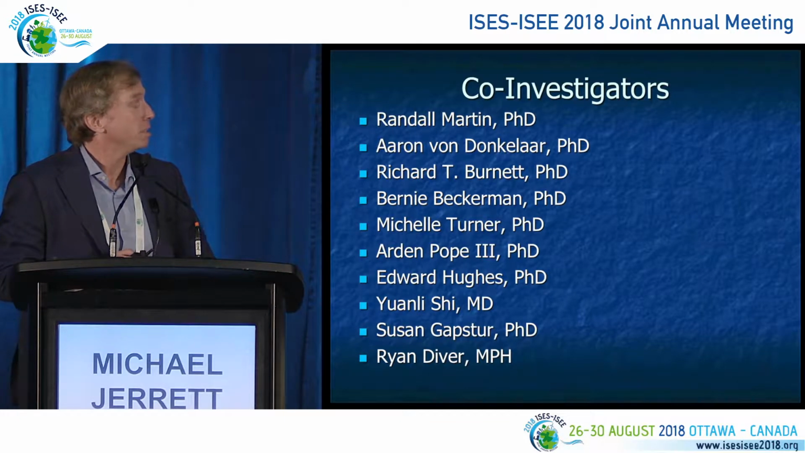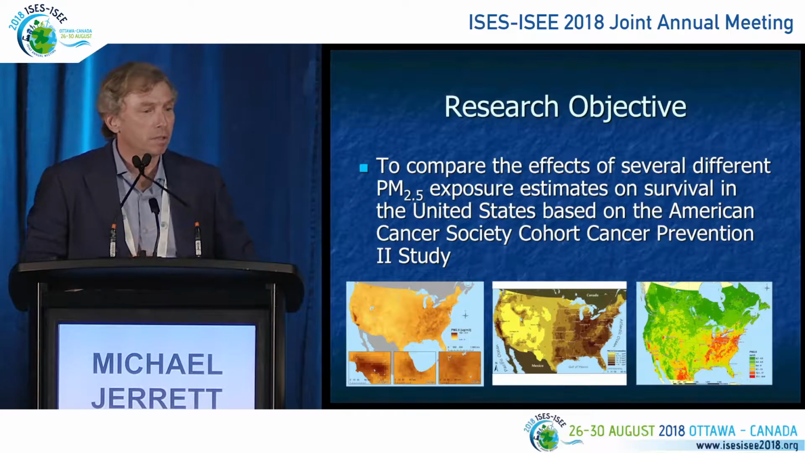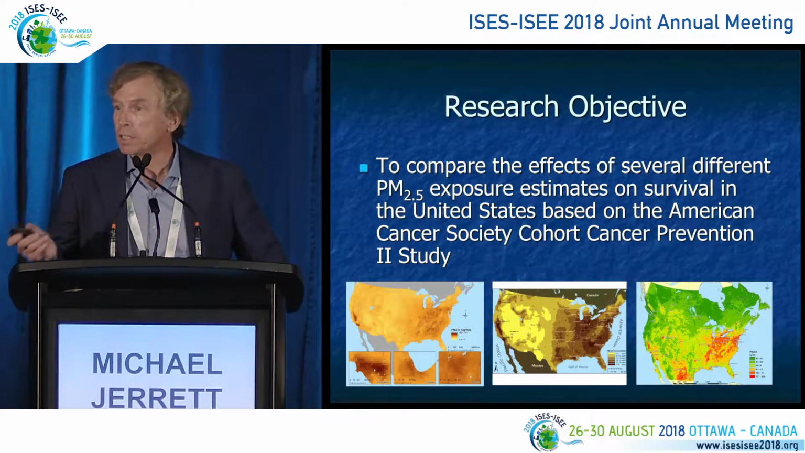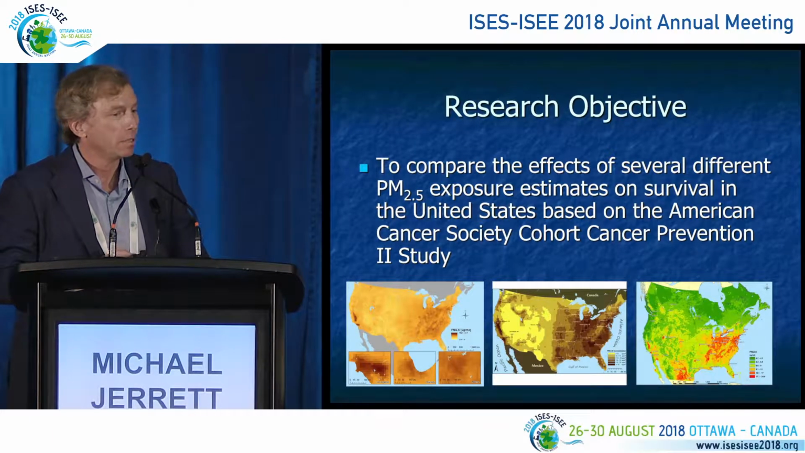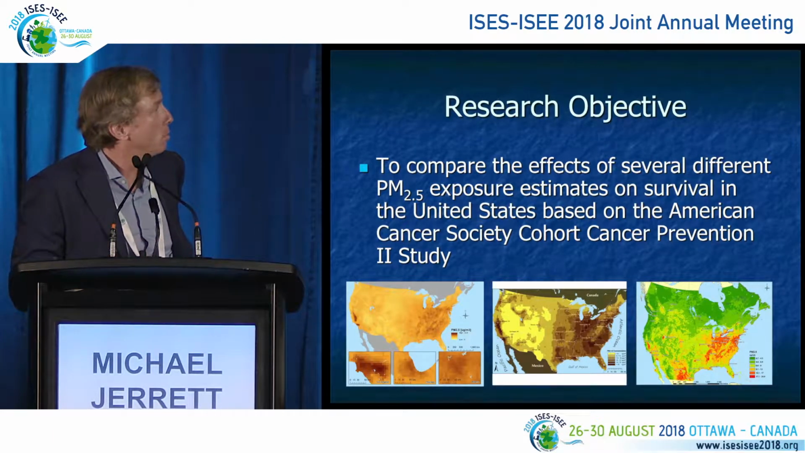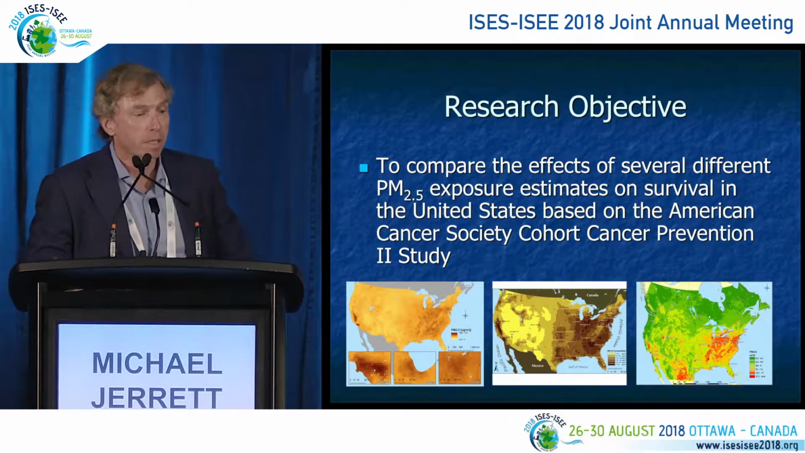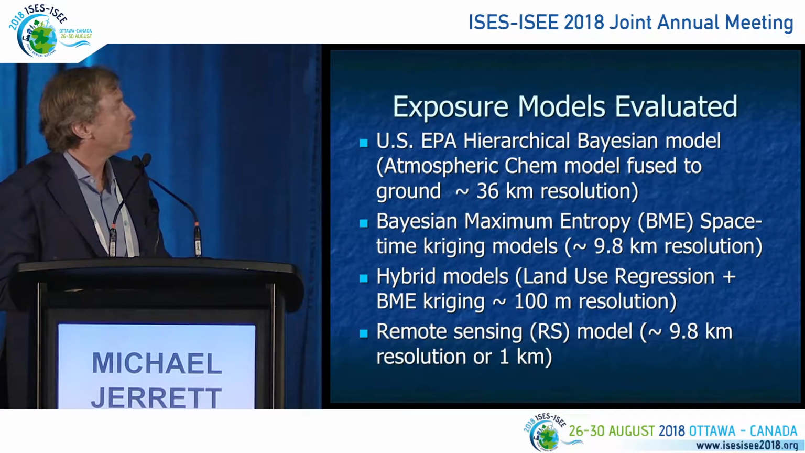all of their contributions. And our main objective here was to compare the effects of several different exposure models, all of the kinds that you've seen today, on survival in the United States using a very well-characterized cohort, the American Cancer Society Cancer Prevention 2 cohort. And we had really 7 models in about 4 different classes.